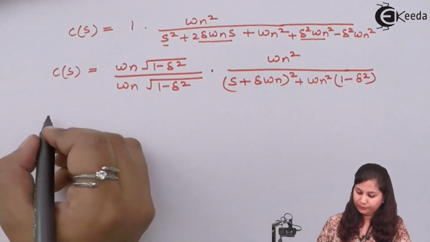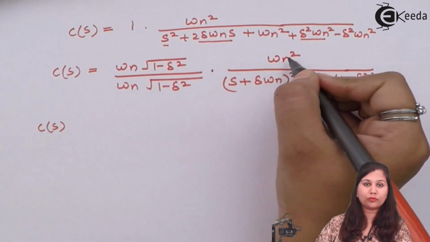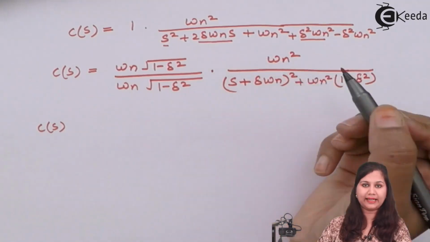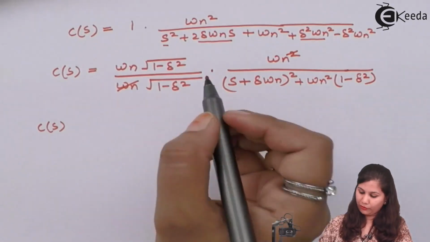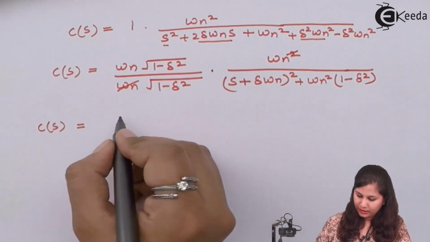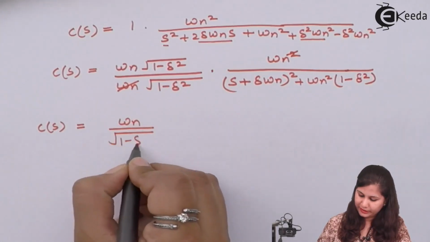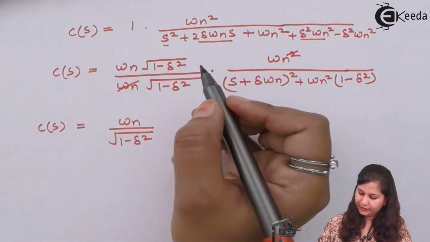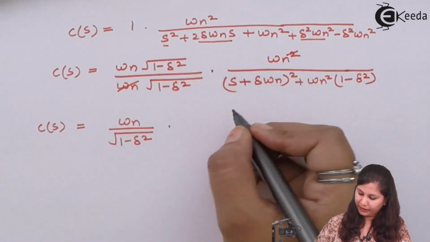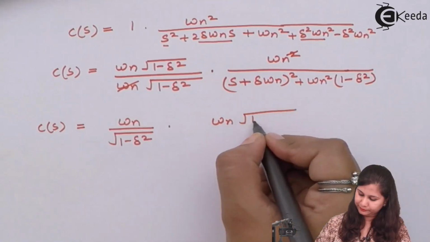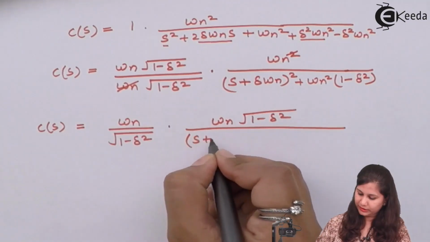Now, dividing this omega n and this omega n square, one omega n can be cancelled out. So now we are left with this omega n here, and then we have under root of 1 minus delta square here. This omega n is left here, and this under root of 1 minus delta square we can also take here, and the denominator polynomial is as it is.